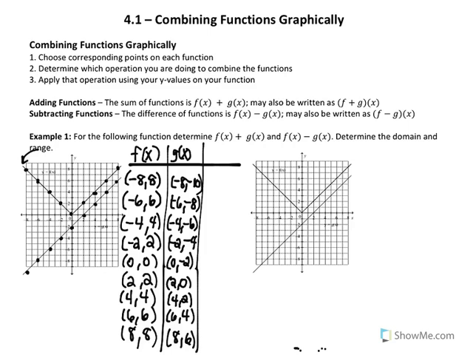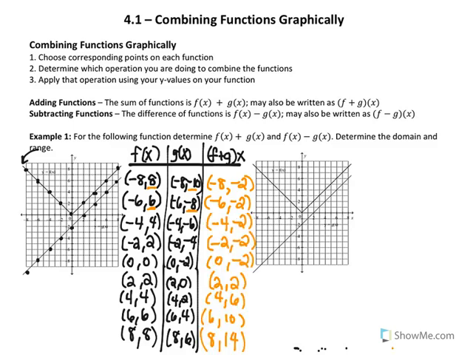Okay, so to find f plus g of x, so that's one way of writing it, or you can write it like this. But to find that, what you're going to do is just add together your y values. So we have 8 plus -10, so our combined function would be -8 and -2. 6 and -8 makes -2, so it'd be at -6 and -2. Okay, I want you to pause the video and fill the rest in.